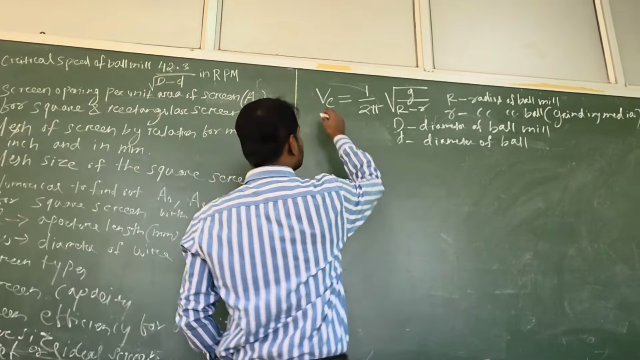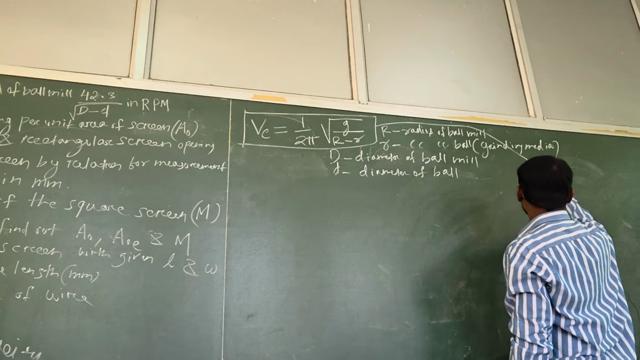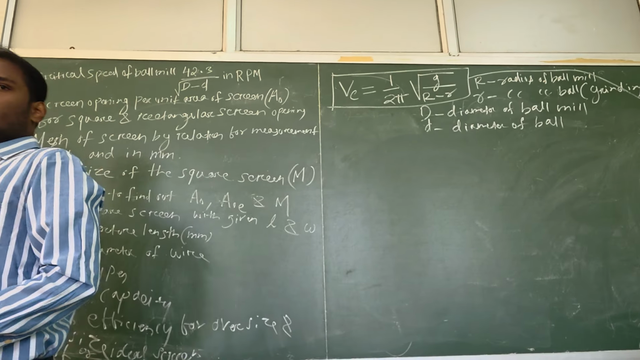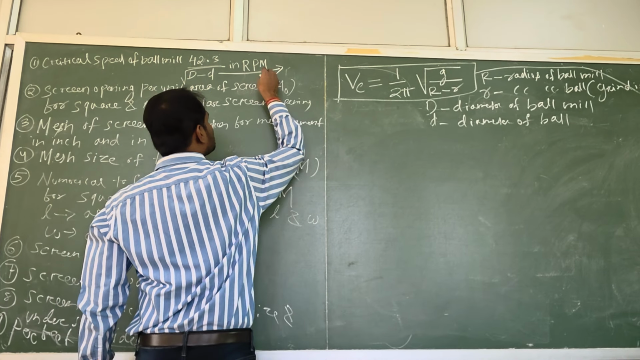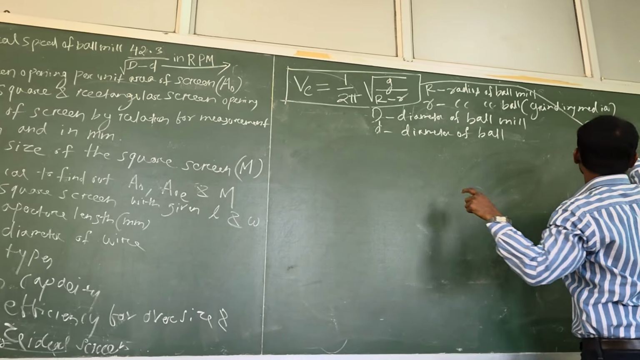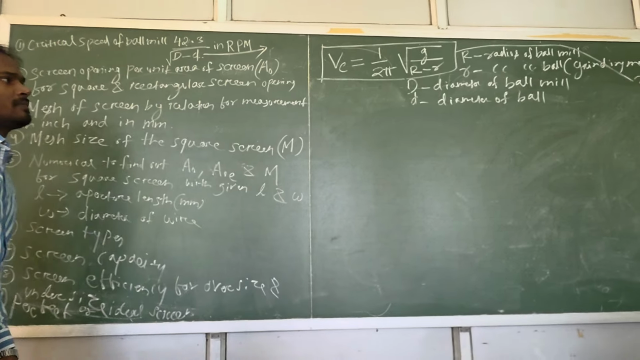And you have to remember this equation is basically in the form of RPM, revolution per minute. Per minute, how many times you are revolving the ball mill. But this equation you have to remember, this one is in RPM. Sorry, this is revolution per second, and this one is revolution per minute. This formula.